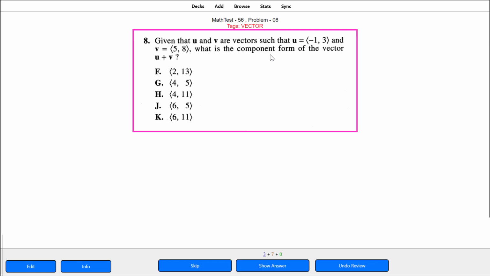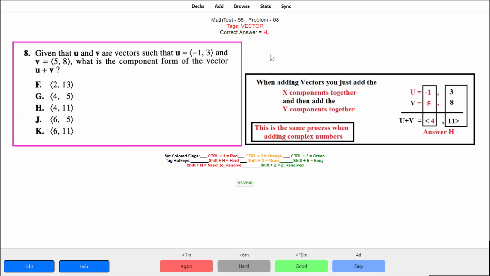Okay, in problem number 8, they give us 2 vectors, vector u and vector v, and they ask us to add them together. What we do is take the 2 vectors and list them out into x and y components. We make this chart, add our x's together, add our y's together, and the result of vector u plus vector v is 4, 11. That's our new vector. It's just like doing complex numbers.